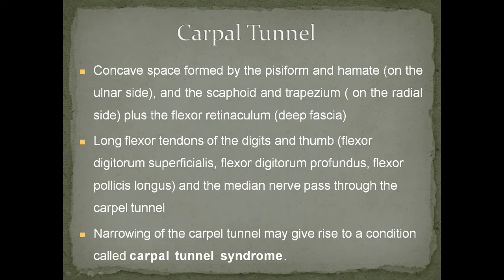So you know very well there is a tunnel formed by the pisiform, hamate, scaphoid and trapezium, with the deep fascia, that is the flexor retinaculum. This forms the concave space, the carpal tunnel, and some tendons and the median nerve pass through it. In some clinical conditions there is a narrowing of this tunnel, which puts pressure on the median nerve, the tendons and other structures in the tunnel, and gives rise to a condition called carpal tunnel syndrome.